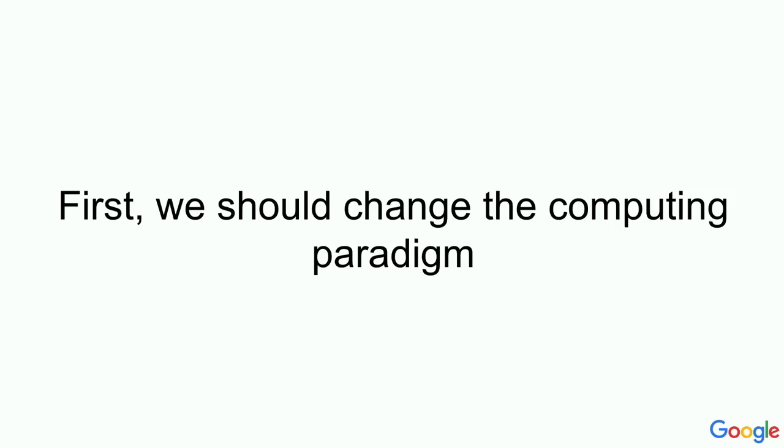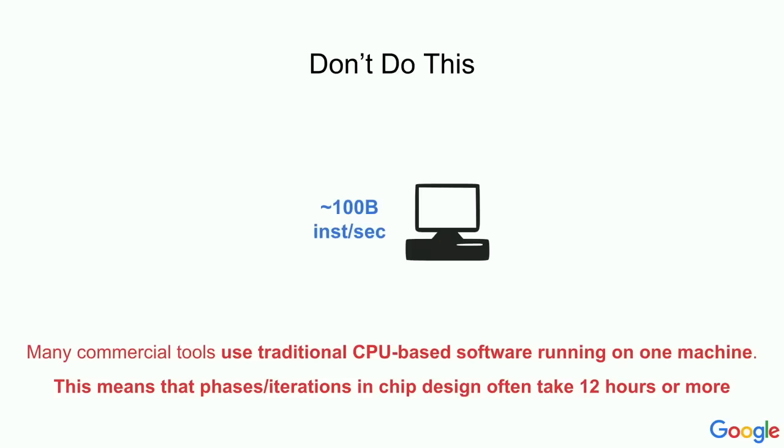First, we need to change the computing paradigm for how chip design is done. A lot of commercial CAD tools are things that run on a single machine on CPUs. And if you're like a modern, super high-end x86 box will get you 100 billion instructions per second or so. And many of these commercial tools will then parallelize across threads or cores in that box, but will not go beyond the confines of a box for a single problem.